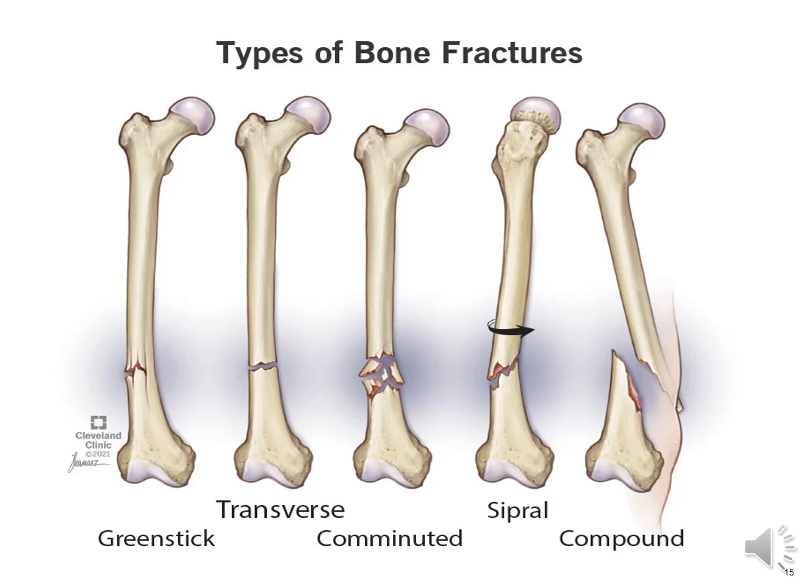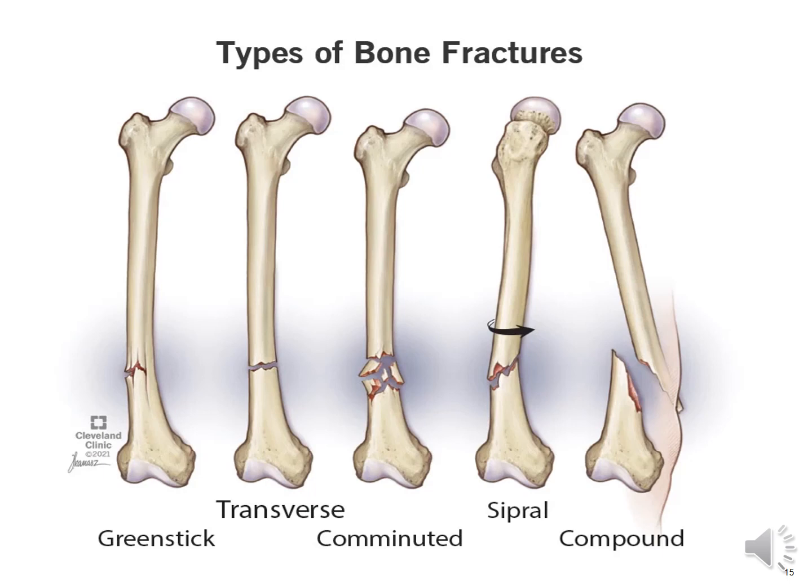Signs and symptoms of fractures usually include the following: pain, swelling, bruising, numbness or tingling, deformity and difficulty using or inability to use a joint. So let's look at some of the more common types of fractures that you see there. The first one you see is called a green stick fracture.